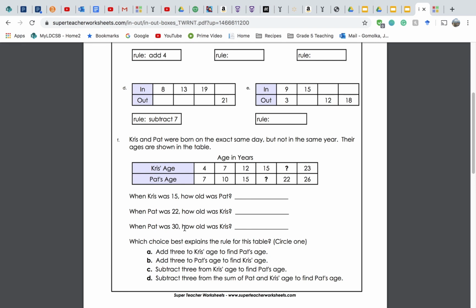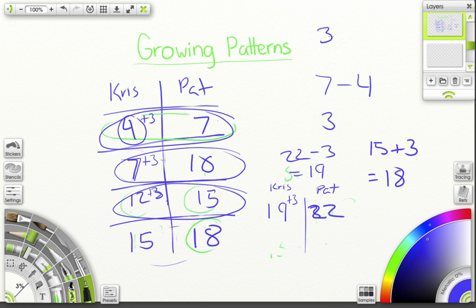This one here, when Pat was 30, how old was Chris? So Pat was 30 years old. We have to figure out how old Chris is, but our column here is unfinished. So in order to figure out how old Chris would be, I just have to apply my pattern rule. My pattern rule is that Chris is 3 years younger than Pat. So if Pat is 30 years old, Chris has to be 3 years younger. So I have to do 30 minus 3. That will give me 27 because Chris has to be younger than Pat. So Chris would be 27 and Pat would be 30.